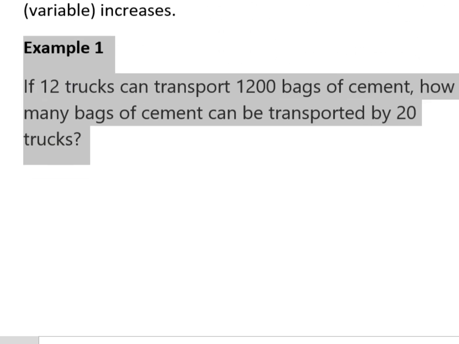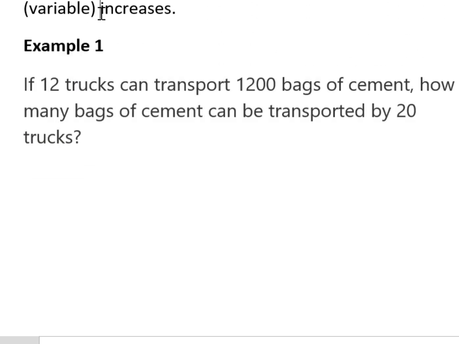Here's the first one. If 12 trucks can transport 1200 bags of cement, how many bags of cement can be transported by 20 trucks? In this case, we realize if we increase the number of trucks transporting, then the quantity of whatever we are transporting will increase. Meaning, if we increase the number of trucks, then the number of bags of cement we shall carry will increase. So this is a good example of direct proportion.